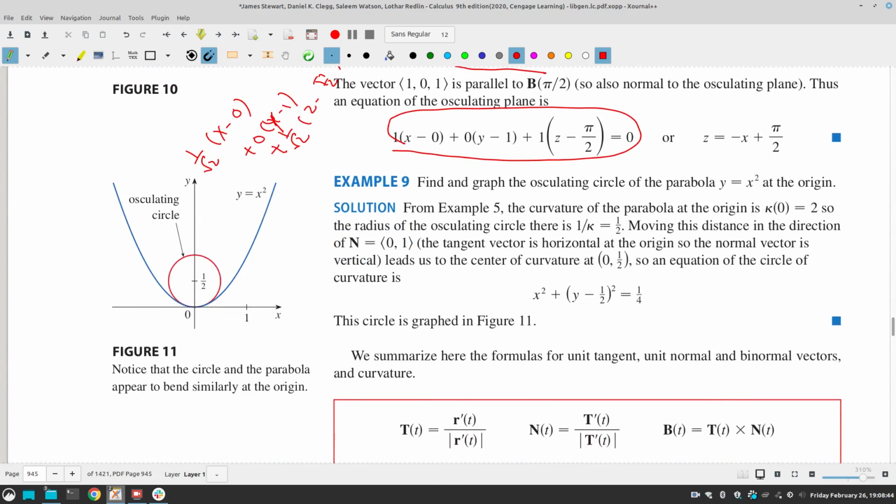So if n is 0, 1, you move along this direction, in the direction of the normal vector, which is along the y-axis, and of course you end up here at 0, half. So the center of the osculating circle is 0, half, and the radius is equal to half, which gives us the circle x squared plus y minus half squared equals 1 over 4.